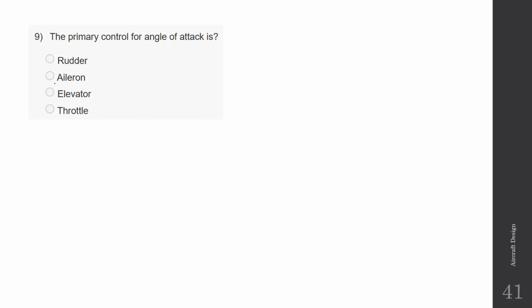Okay, you are right. So the answer is elevator. So we know that the rudder controls the yaw, aileron controls the roll, your elevator controls the pitch or the angle of attack. Okay, and the throttle controls the rate of climb, and you can say velocity.